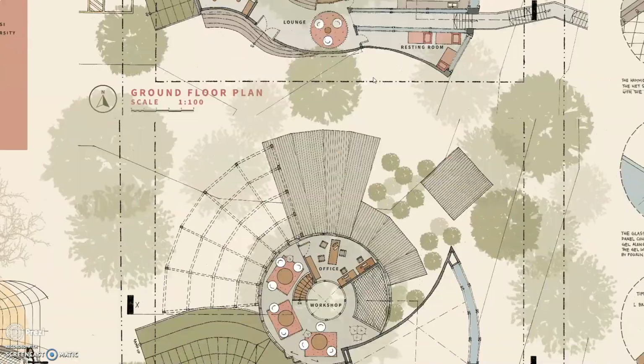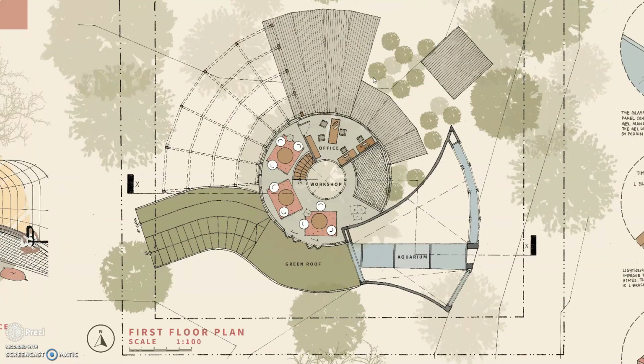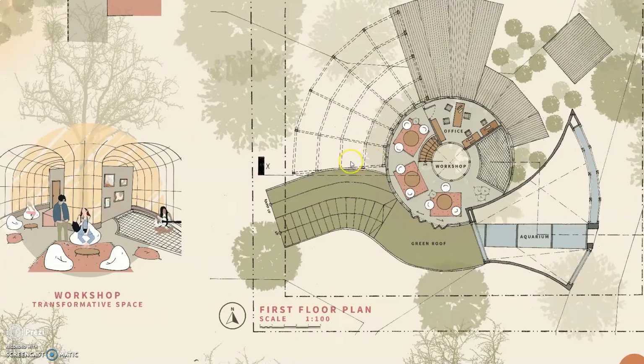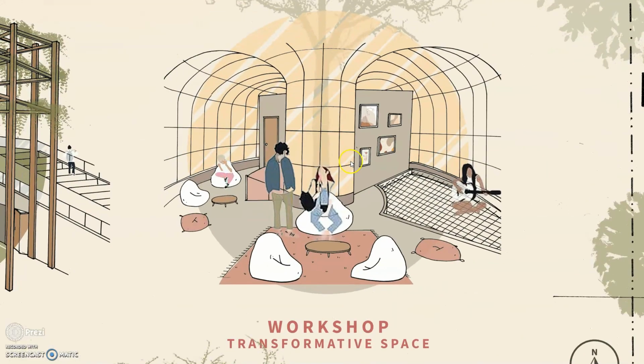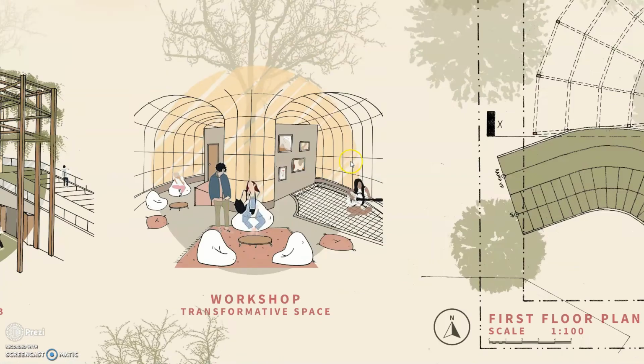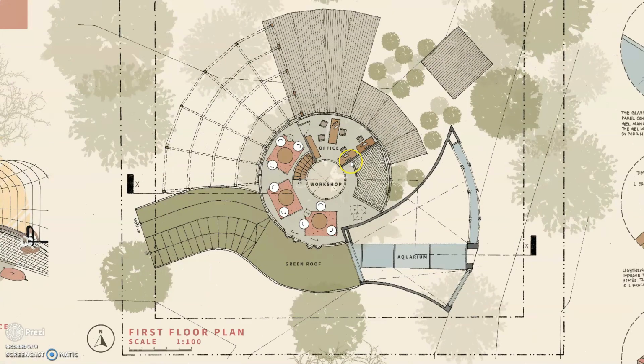When going up to the first floor, it is more like a quiet workshop space to let people do their tasks. A hidden office is located here to manage the whole building easily, and here will be a mini hammock space for them to have a nap and rest. So this is a perspective view of the workshop space. Let's move.